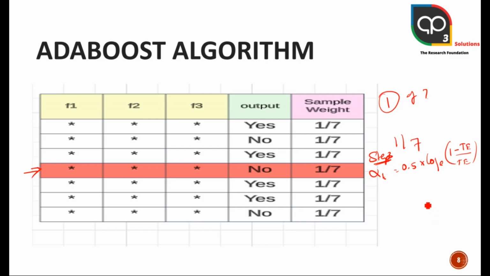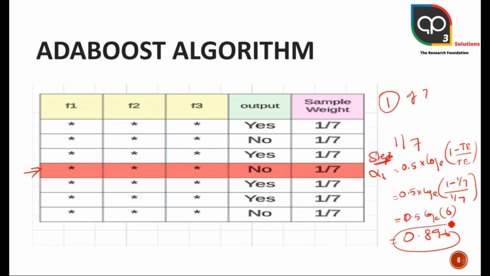Dear friends, here we have 0.5 into log e of (1 minus 1 by 7) divided by (1 by 7), which gives 0.5 times log e of 6, and this is equal to 0.896. Now, you should update all the sample weights. The updated weight is necessary because it helps to improve the accuracy on the wrong records. The weights of correct records should be reduced because these correct records should not go to the next weak learner.